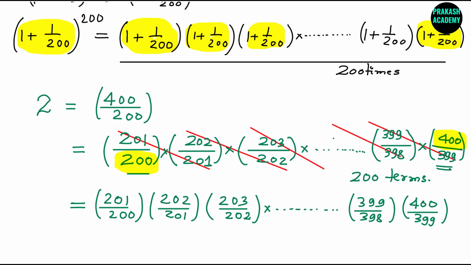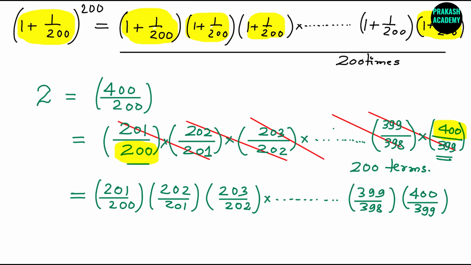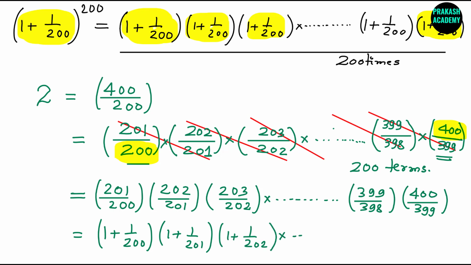So now I can rewrite these terms also. This can be written as 1 plus 1 by 200. And this term can be written as 1 plus 1 by 201. This can be written as 1 plus 1 by 202. Similarly, this term can be written as 1 plus 1 by 398, and this is 1 plus 1 by 399.